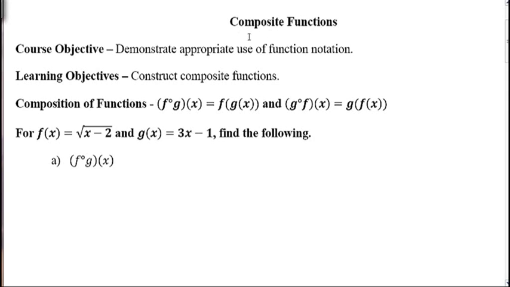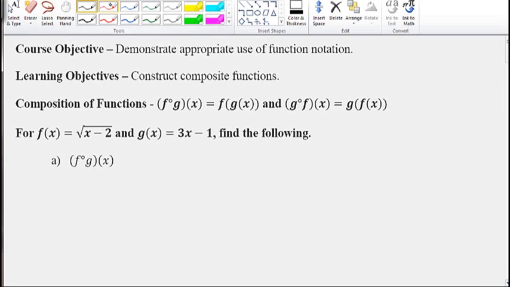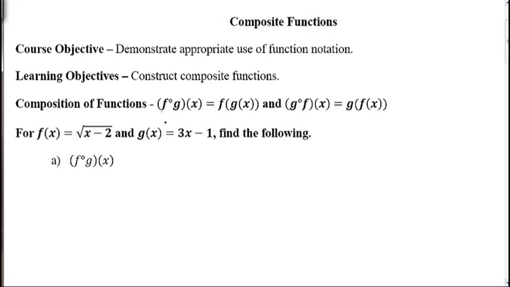This lecture video is about composition of functions. The composition of two functions has a particular notation, and this is how we denote it right here. If you have f composed with g, we use this little circle to denote the composition of the two functions, and you read it f of g of x.